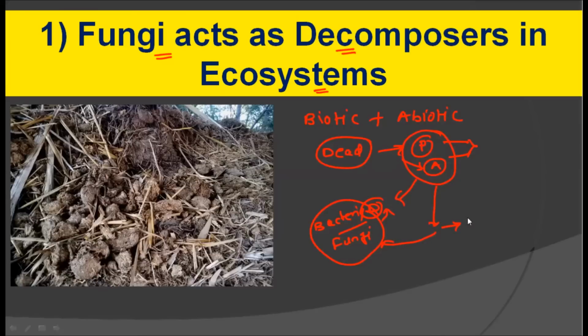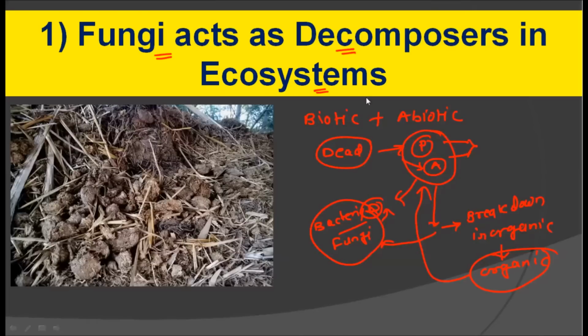And in this process of decomposition, they break down complex compounds present in the dead animals into simpler organic compounds. And these organic compounds are later available to the living plants and animals. That means these decomposers act as a bridge between the compounds which are not available to the living organisms and the compounds which are available to them.